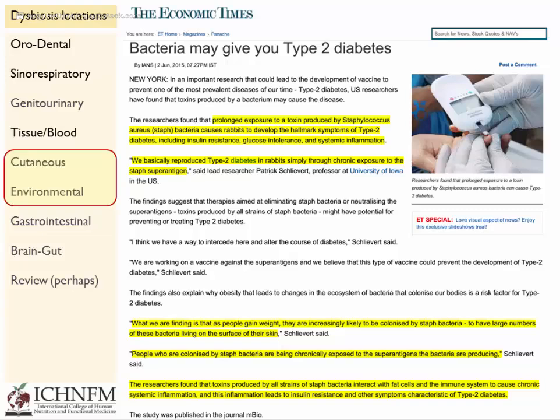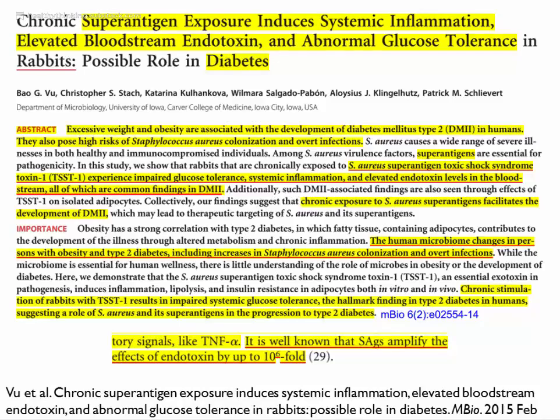People who are colonized by staph bacteria are being chronically exposed to the superantigens the bacteria are producing on their skin. The researchers for the study found that toxins produced by all strains of staph bacteria interact with fat cells and the immune system to cause chronic systemic inflammation, and this inflammation leads to insulin resistance and other symptoms characteristic of type 2 diabetes. Now let's take a look at the original research. You can see here, chronic superantigen exposure induces systemic inflammation, elevated bloodstream endotoxin, and abnormal glucose tolerance in rabbits. This could have a possible role in diabetes.